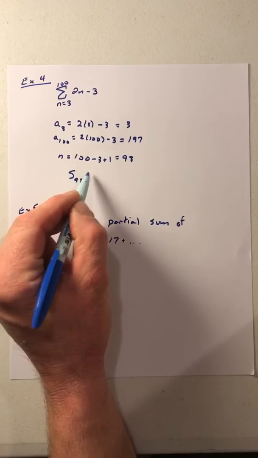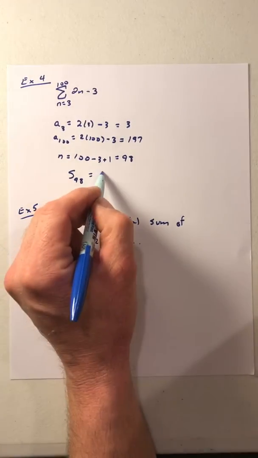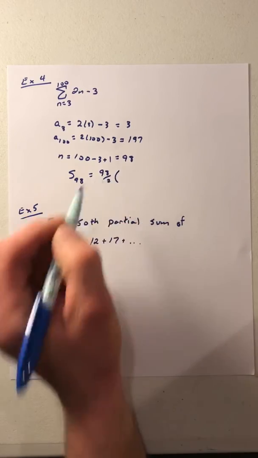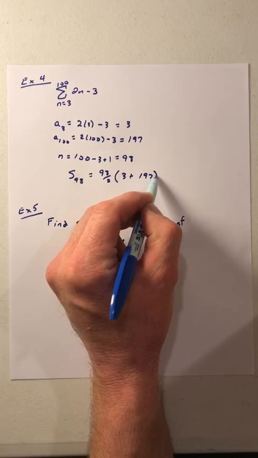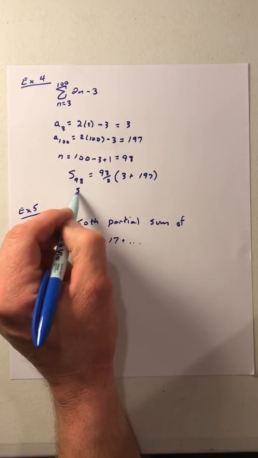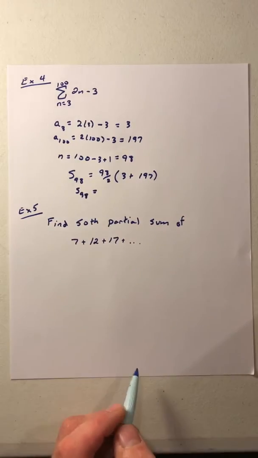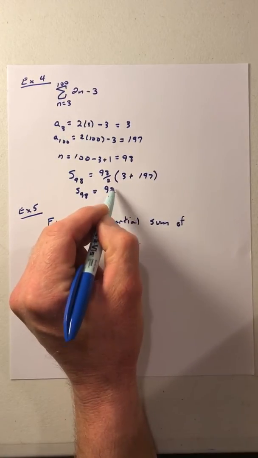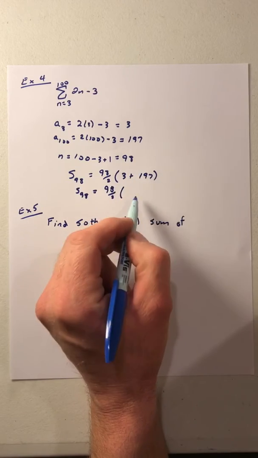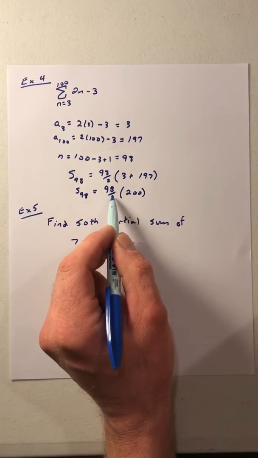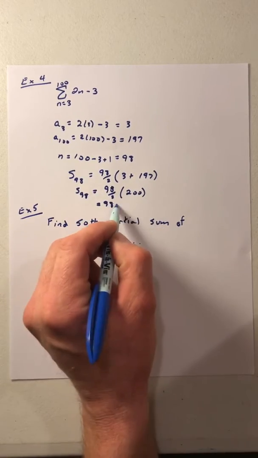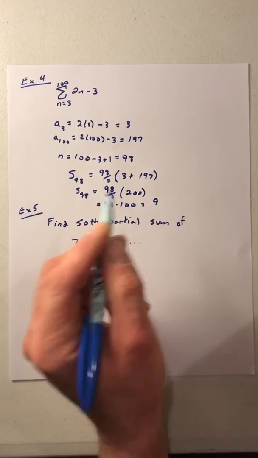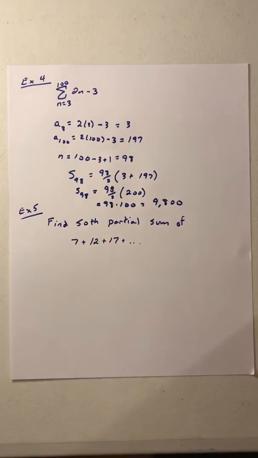So the sum of our 98 terms that we're working with is going to be 98 divided by 2 times 3, our first term, plus 197. So again, the 98 terms added together gives us 98 over 2 times 3 plus 197 is 200. Again, 2 goes into 200 very nicely. So we have 98 times 100, or 9,800, as our first 98 terms of the summation.